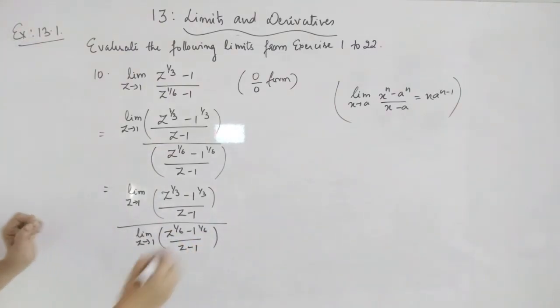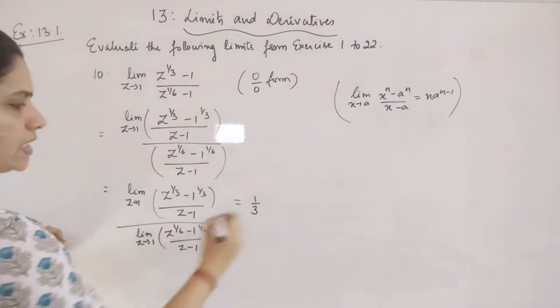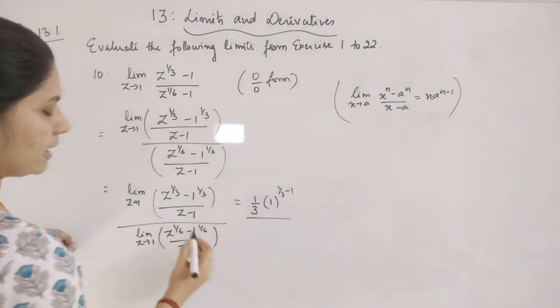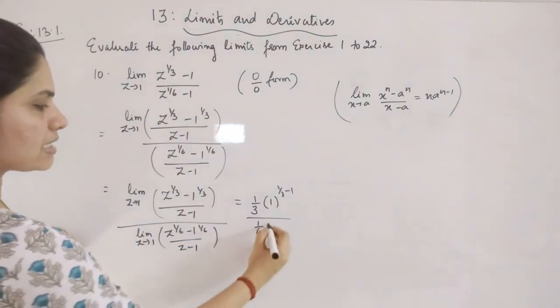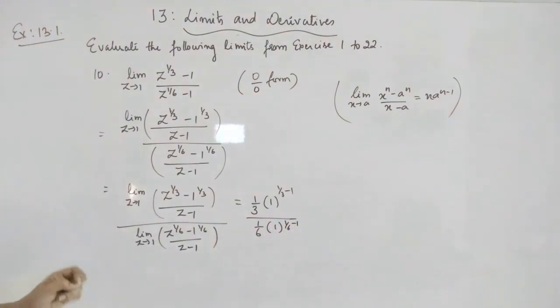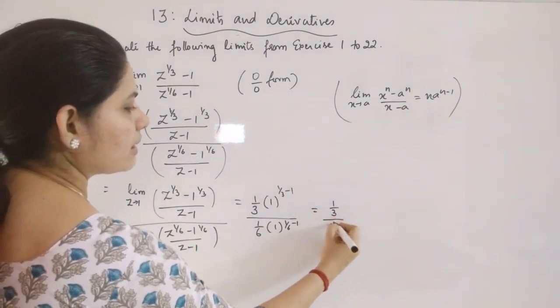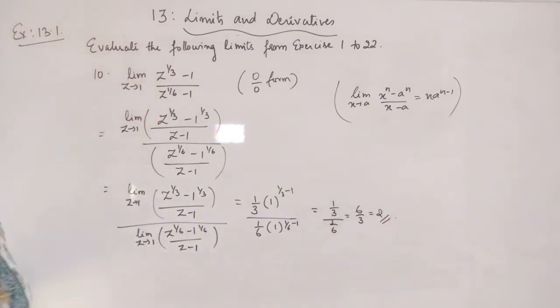Okay, what will be the answer then? Limit z tends to 1 of this will give you n, which is 1 by 3 here, into 1, the whole raised to 1 by 3 minus 1, divided by, for this if we apply you will get, instead of n you have 1 by 6 into 1 raised to 1 by 6 minus 1. Now whatever be the power of 1, you can just cancel them, it will be 1 again. So you will have 1 by 3 by 1 by 6 only, that is 6 by 3, or the answer is 2. So this is one way to approach the problem.